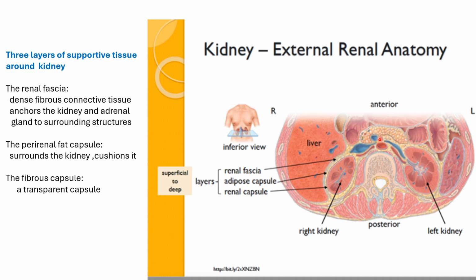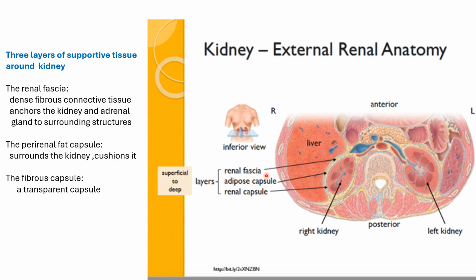Now let's look at the coverings of the kidney. The outermost covering is the renal fascia. The renal fascia is the outermost covering of the kidneys, and it is made up of dense connective tissue. It anchors the kidneys and the adrenal glands, which are present on top of the kidneys, to the surrounding structures. So it encloses the kidneys along with the adrenal glands sitting on top of the kidneys.